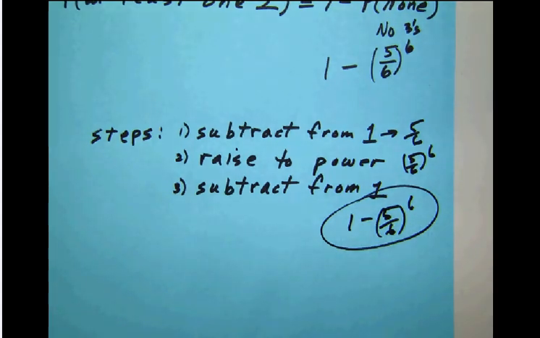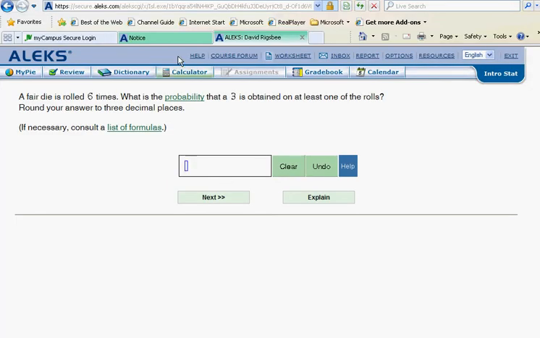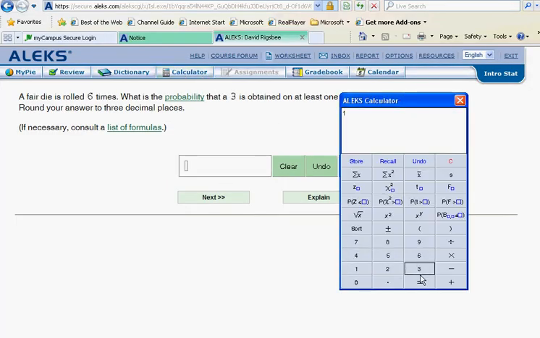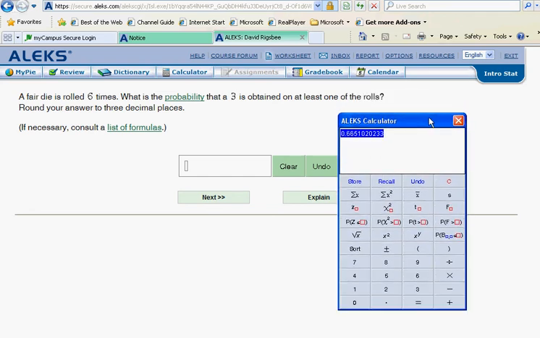So let's go back to our ALEKS calculator, and we can do that all in one operation if we choose. So we can go 1 minus, left parentheses, 5 divided by 6, click beside, close the right parentheses, raise that to the 6th power, and then let's just do all of this in one simple operation. Let the calculator do the work for us. The hard part here is to understand what it is they want, realize that it's a trap, and use our shortcut. Round to 3 decimal places, so 665, the next digit is a 1, so we will stay at 0.665. Let's check that one.